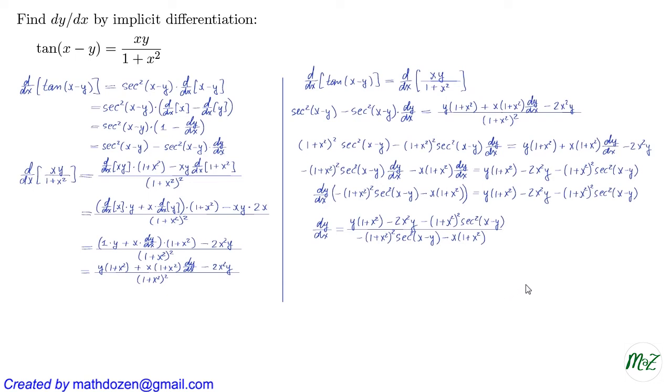So dy over dx is equal to a fraction with the numerator being y times 1 plus x squared minus 2x squared y minus 1 plus x squared quantity squared multiplied by secant squared of x minus y. And the denominator of that fraction is negative 1 plus x squared squared times secant squared of x minus y minus x multiplied by 1 plus x squared.